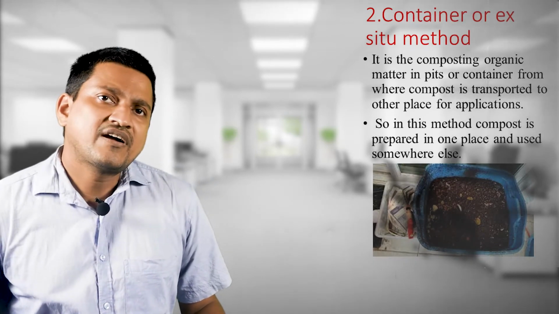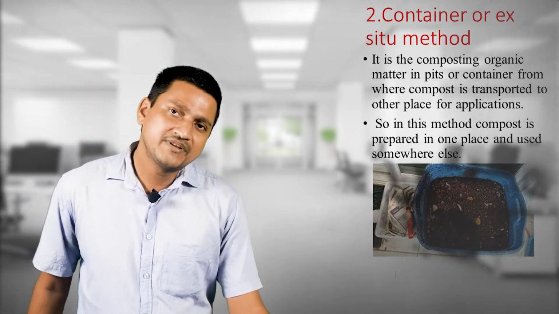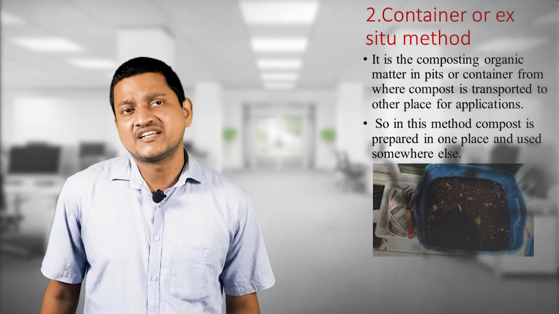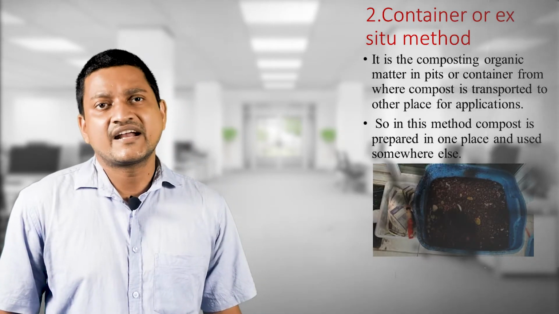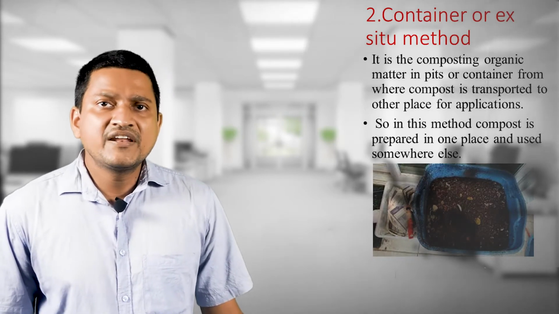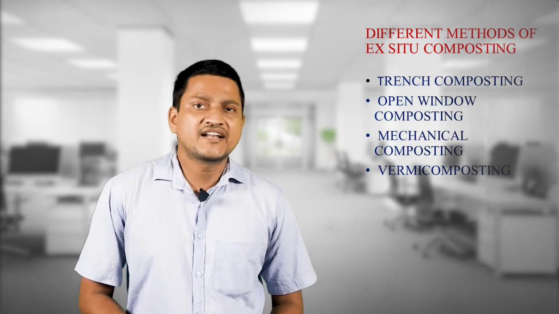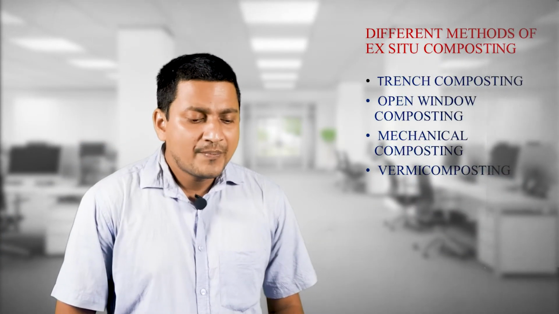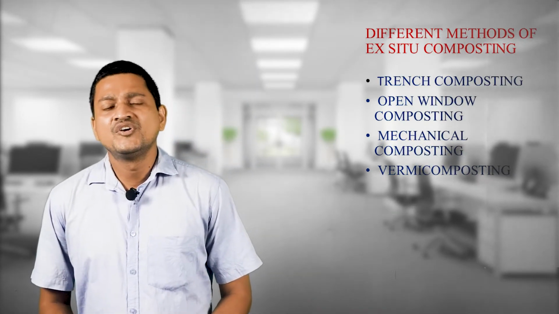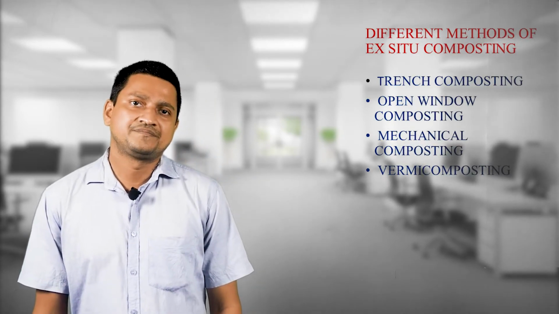There are two types of composting based on the composting technique. First one, the non-container method, or in situ method, or sheet composting method. Second one is the container method, or ex situ method. Then the different methods of ex situ composting include trench composting, open window composting, mechanical composting and windrow composting. There is also vermicomposting.